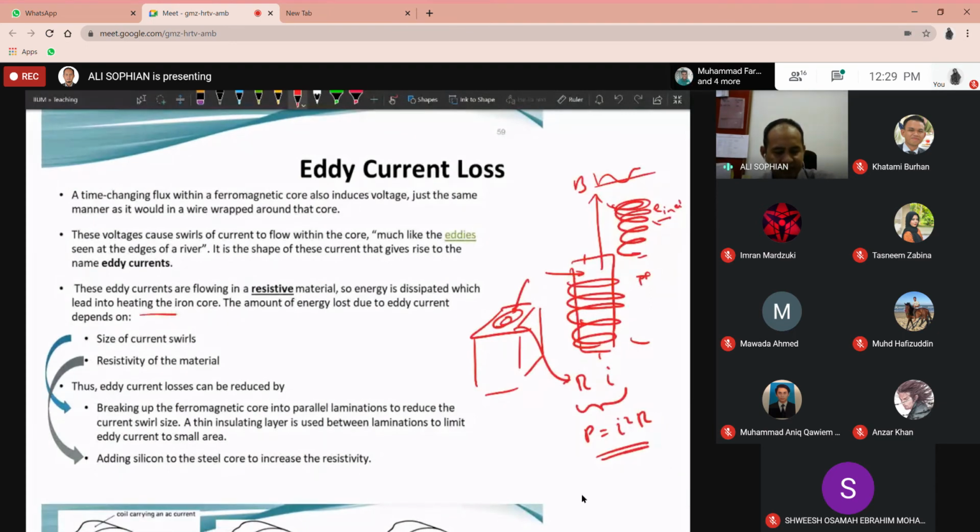iron core. The amount of energy lost due to eddy current depends first on the size of the current swirls, this is the eddies, and then the resistivity of the material. The size is basically referring to this cross-section area.